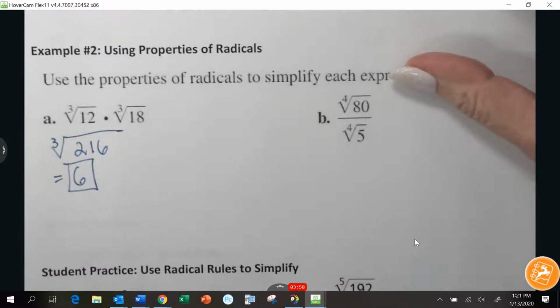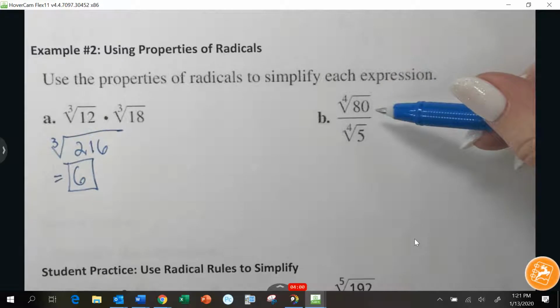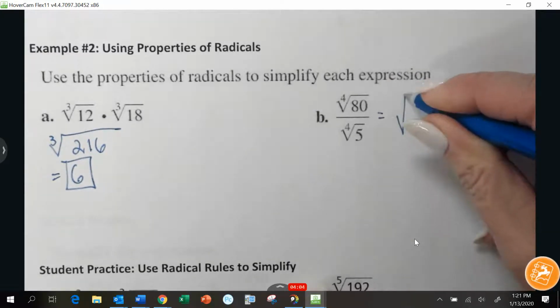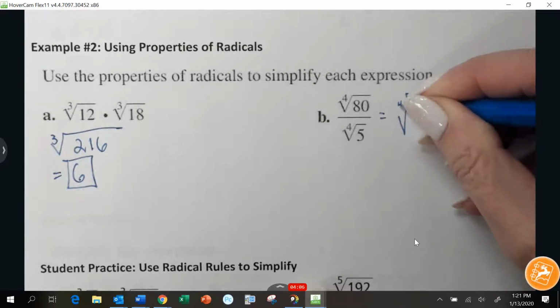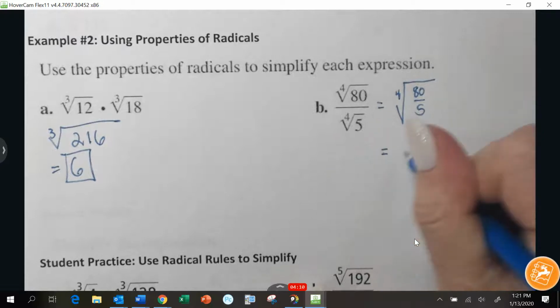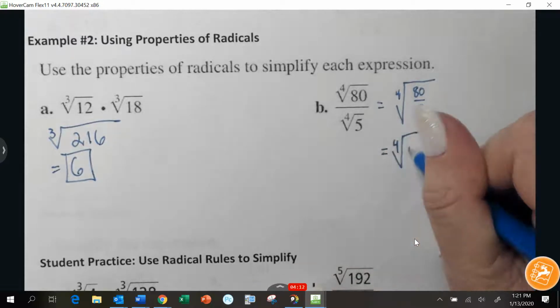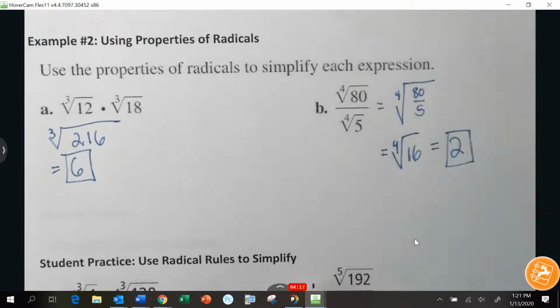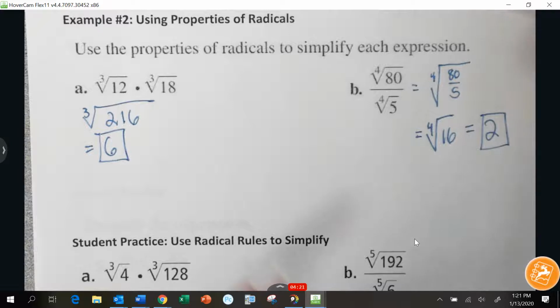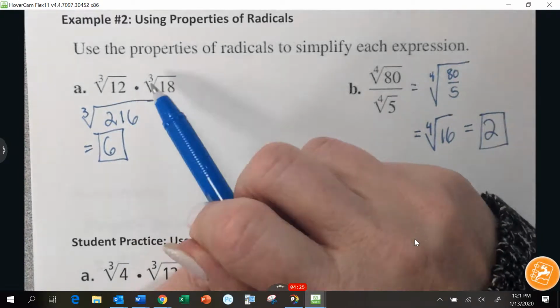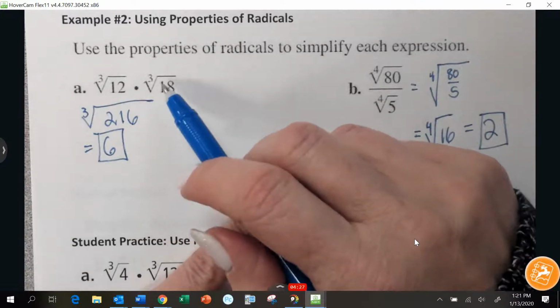All right, and then the next one, I do not know the 4th root of 80, and I don't know the 4th root of 5. But if I use this quotient property that says I can take the 4th root of 80 divided by 5, 80 is divisible by 5. So now I have the 4th root of 16. And I should know the 4th root of 16 is 2. This would be non-calculator stuff. The hardest you might have to do would be multiplying 12 times 18 by hand. Oh no.